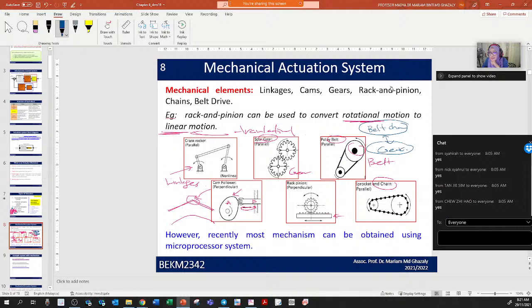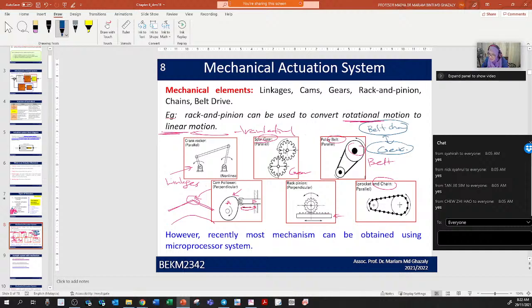What else? Any idea? Torque? Belt also has torque, chain also has. You can increase it. You can change the torque or force depending on the gear ratio, the diameter, and the belt ratio actually. Okay, no idea? The direction of rotation is different? Direction of rotation? Okay.